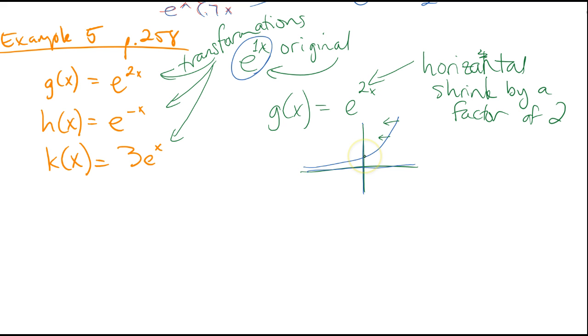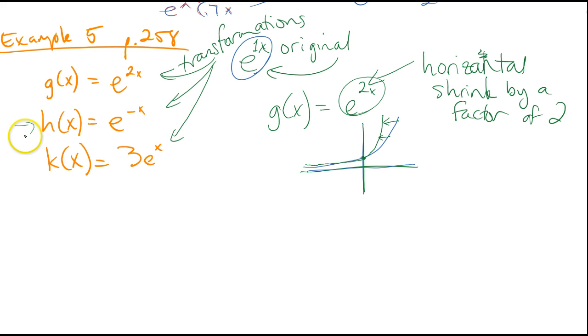And we keep the same value here. It'll always cross through y equals 1, because as soon as we pick x as 0, e to the 2 times 0 is still e to the 0, which is still 1. So now this graph would look a lot more like this. Kind of looks like a vertical stretch, doesn't it? But don't get them confused. They actually do graph out differently.